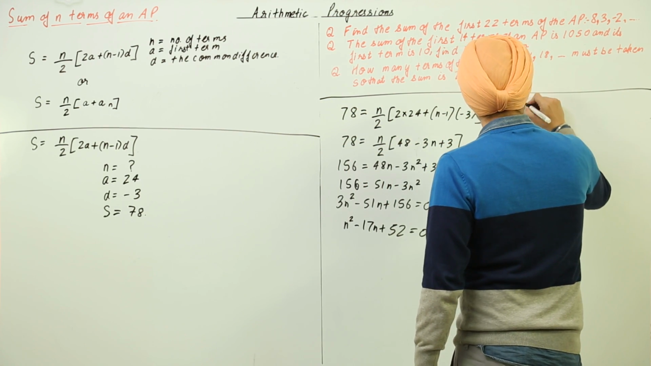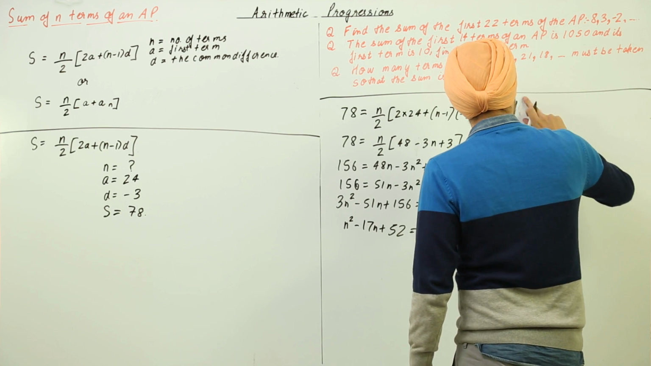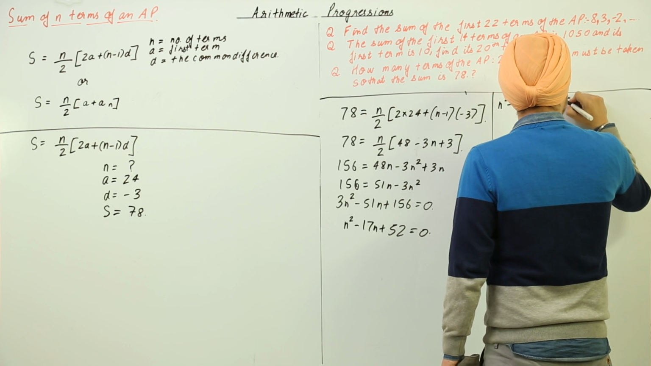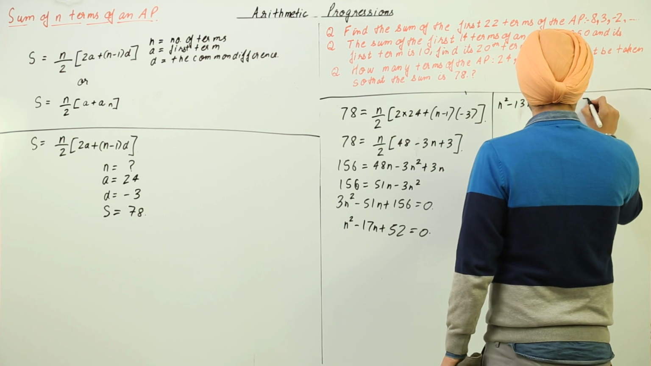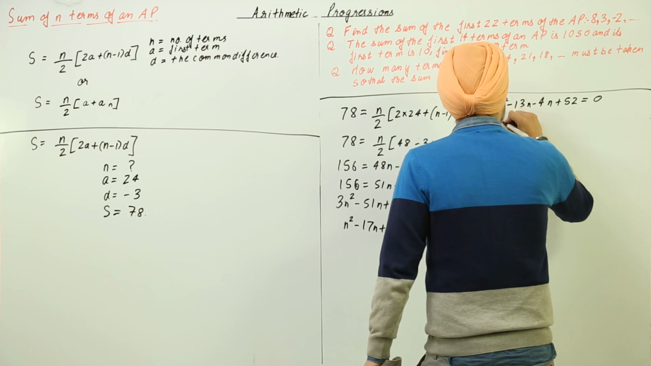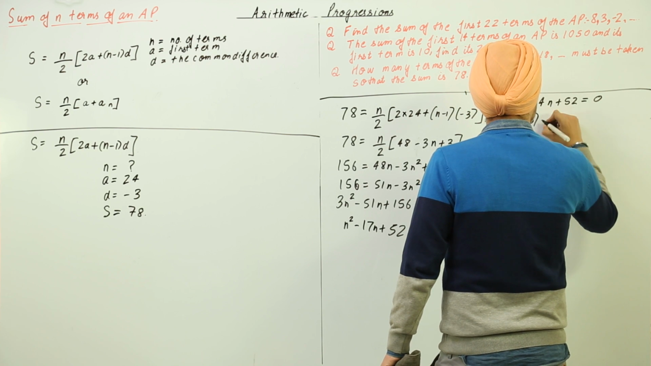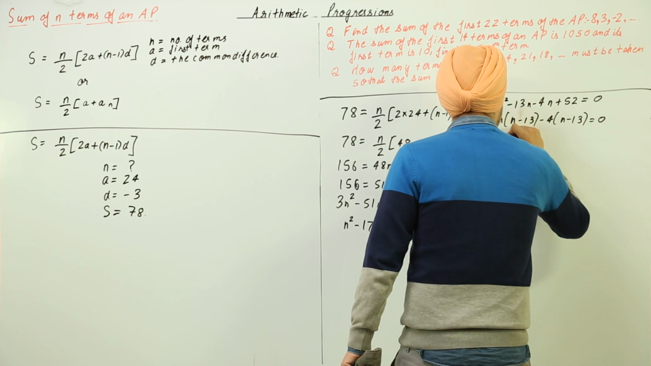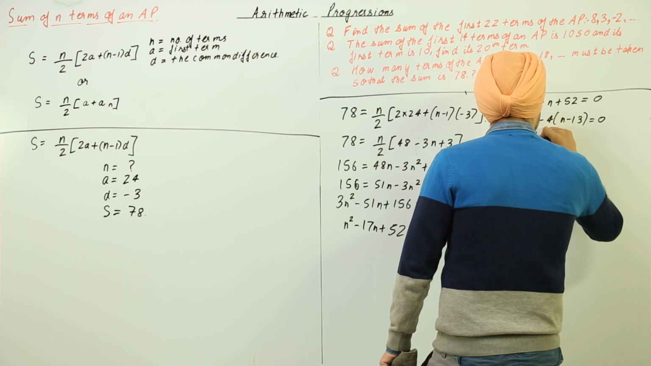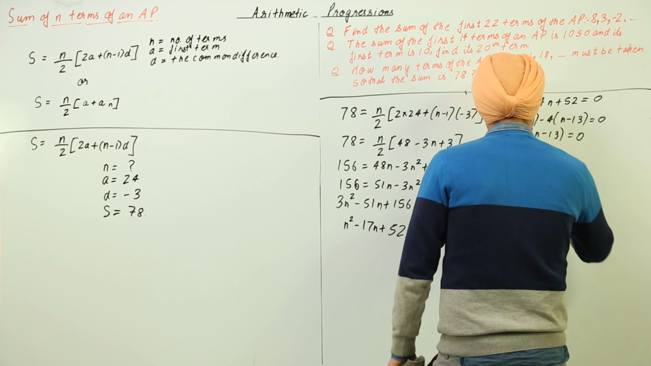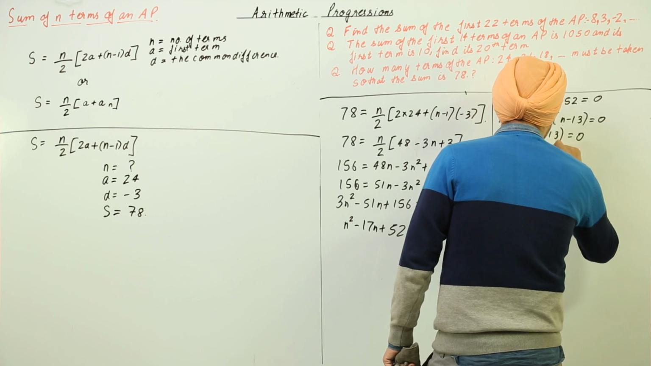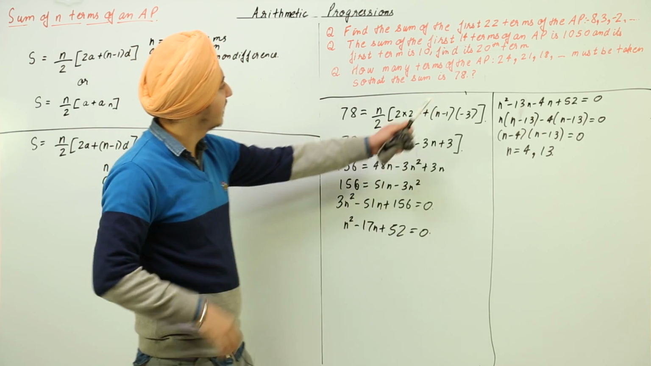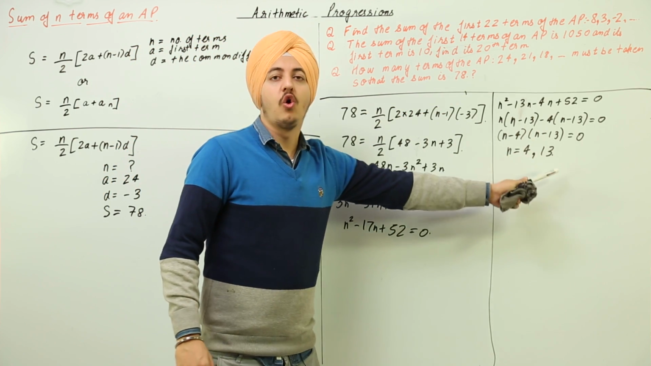So I'll be using factorization to solve this one, and the factorization would be n square minus 13n minus 4n plus 52 is equal to 0. So n into n minus 13, right, minus 4 into n minus 13 is equal to 0, and this would be n minus 4 into n minus 13, which is equal to 0, and n over here is either equal to 4 or equal to 13. Correct? So the sum equal to 78 can be reached by either 4 terms or 13 terms.